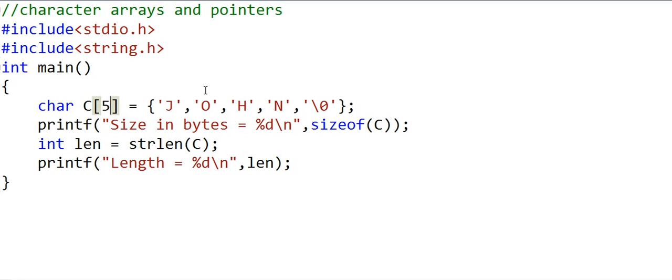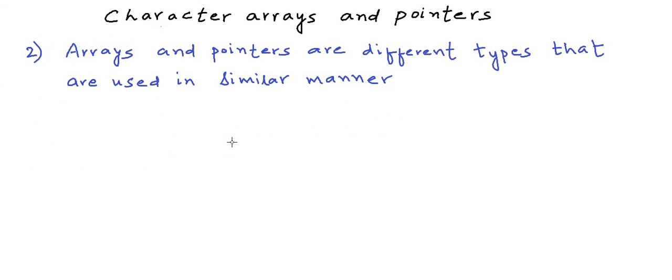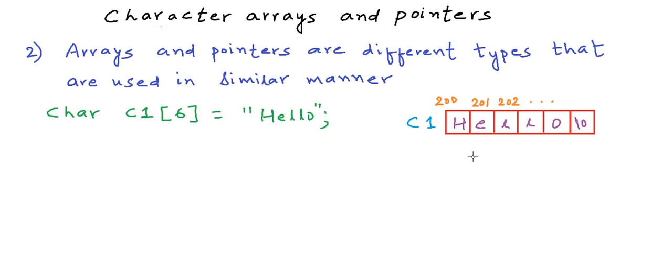The next thing that we need to understand is arrays and pointers are different types that are used in a similar manner. Now what does it really mean? Let's say we declare a character array C1 of size 6 and initialize it with this string literal, and let's say this is how it gets stored in the memory. Array is stored in one contiguous block of memory. So let's say the first character is at address 200. One character is of size 1 byte, so the next character will be at address 201 and the next will be at 202 and so on.